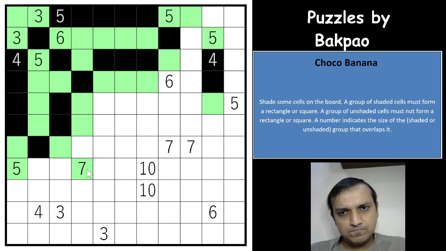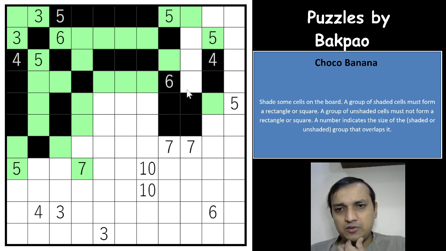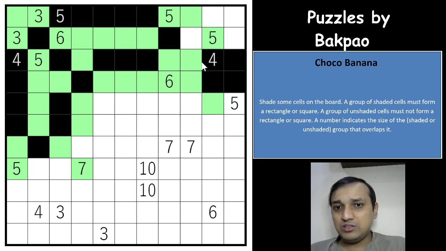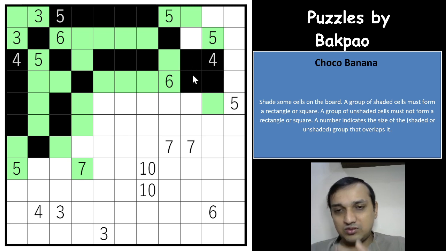Can 6 be shaded? 6 cannot be shaded. There is only one possible way if 6 is shaded, so this is unshaded, which means 4 cannot form the square to its right. You will have more than 6 cells in that group. It would have to form the square towards its left.